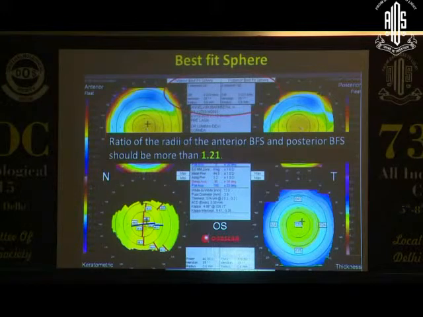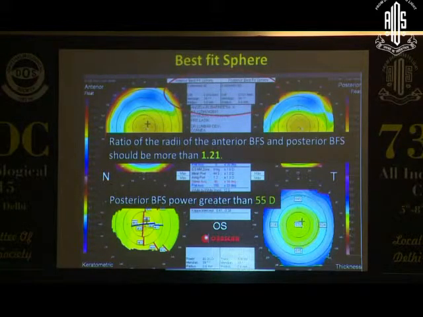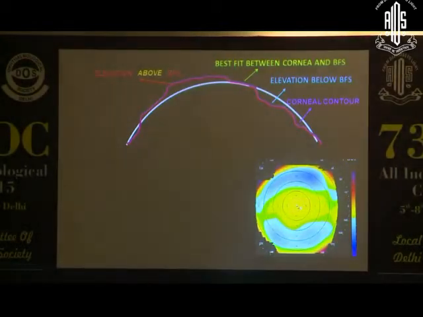The ratio of the radii of anterior BFS to posterior BFS, if it is more than 1.21, arises suspicion regarding keratoconus or forme fruste keratoconus. Point two is the posterior BFS power. If it is greater than 55 diopters, again it is suspicious of keratoconus or subclinical keratoconus. So with the best fit sphere, we have two points to keep in mind. This is how we describe the best fit sphere.